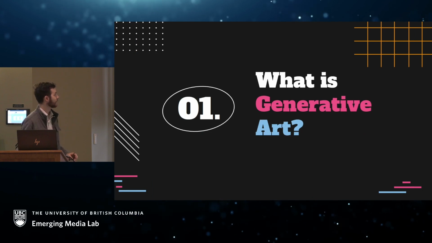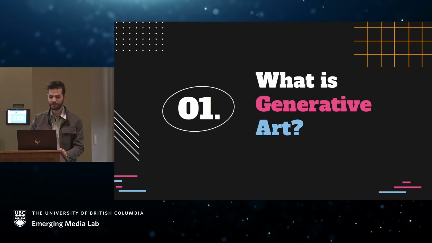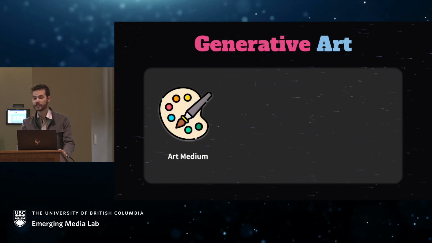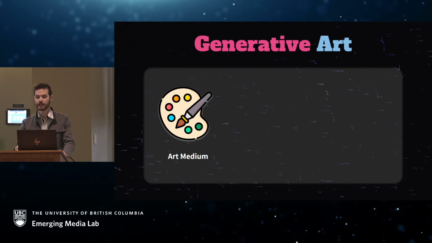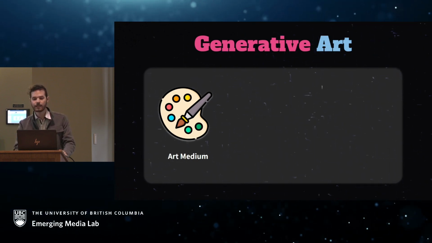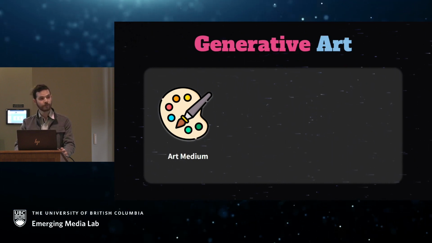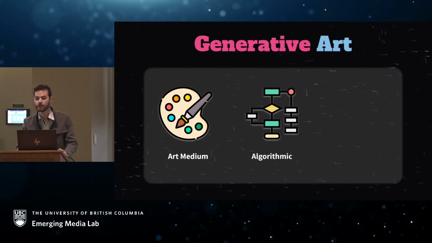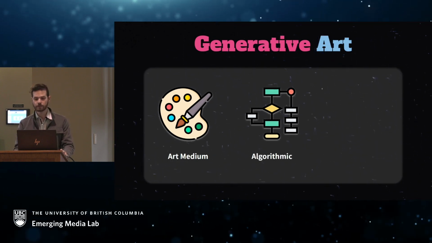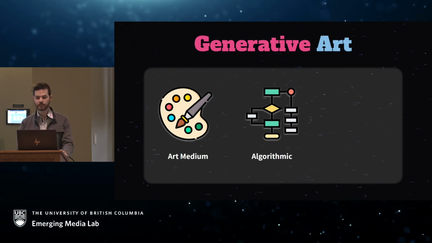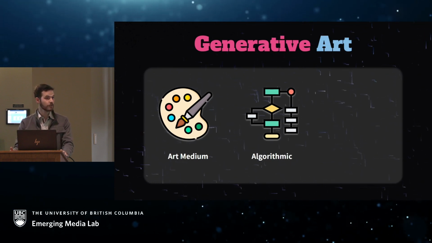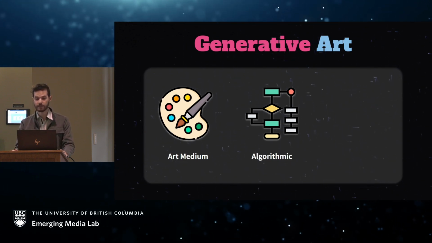So, first up, what is generative art? Generative art is a medium of creative or artistic expression. It's a lot like painting or photography, as those are mediums of art. But the key thing that sets generative art apart from other mediums is that it is generated with the help of a computer, where the artist won't necessarily touch the canvas themselves, and instead they'll give the computer a set of instructions, also known as an algorithm, and then the computer will execute those instructions to create an art piece.